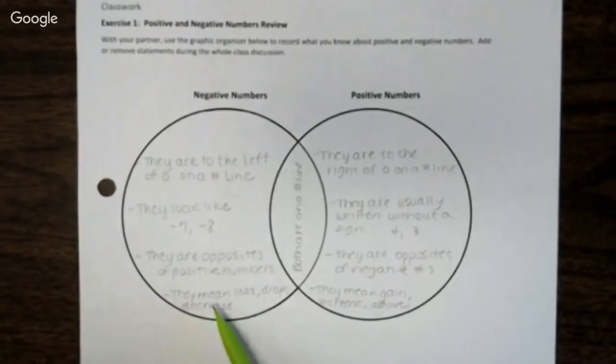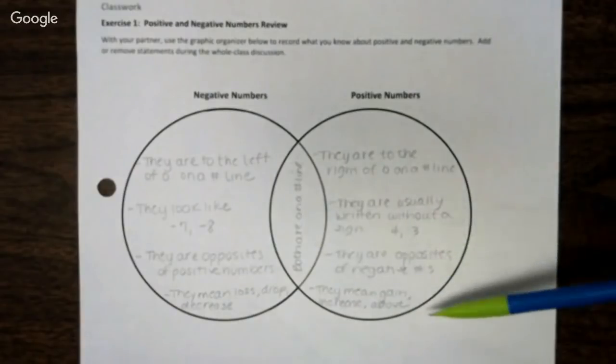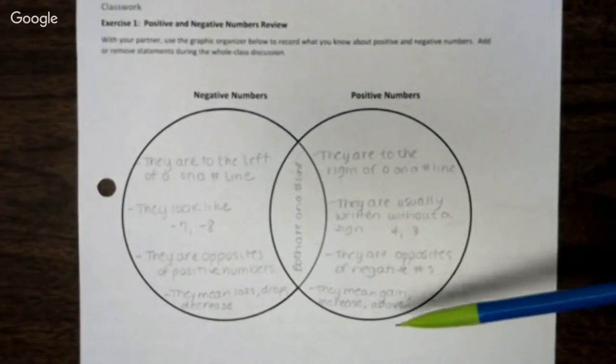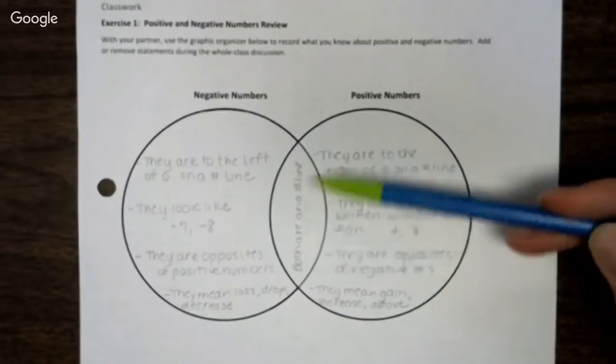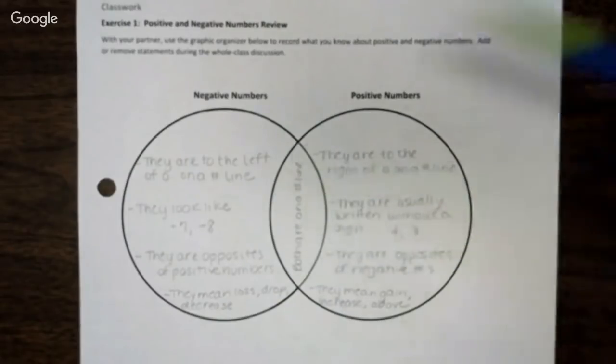Negatives mean that you lose yards, you lose money. It's a loss, a drop, or a decrease. Whereas positive numbers mean gain or increase. Now, both of them are on number lines, so that goes in the center of our diagram.